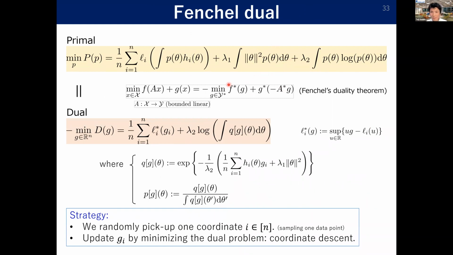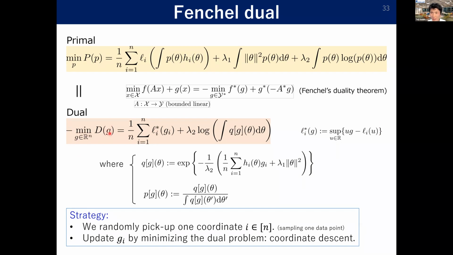To combine the SDCA method, we consider a dual objective function. This is the primal objective function that we considered in the previous slide, and we want to optimize this one. To do so, we consider its dual. By the Fenchel duality theorem, the dual objective function is given like this. Here, Li star is the Legendre transform of the loss function Li. Moreover, the dual variable is an n-dimensional vector.